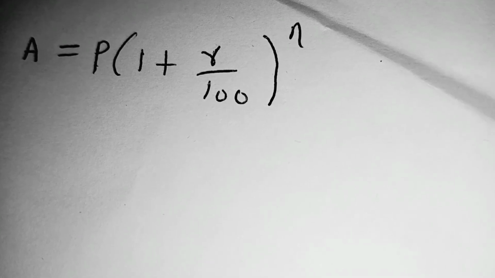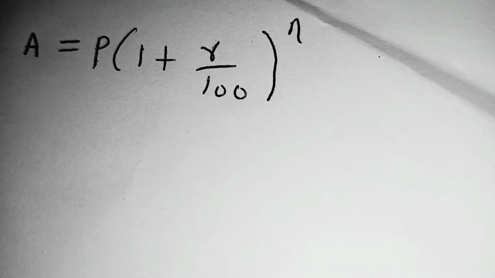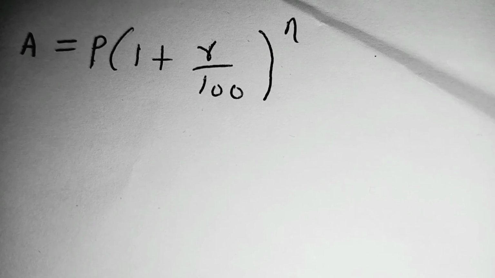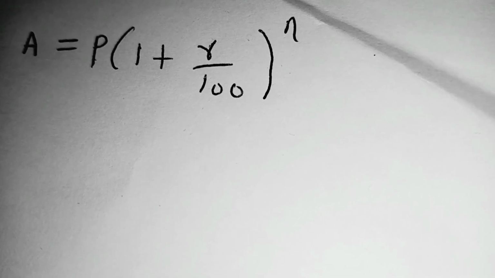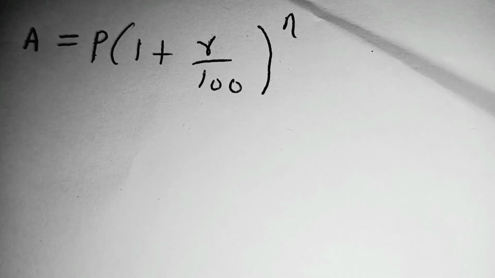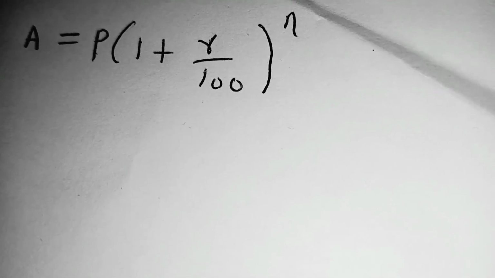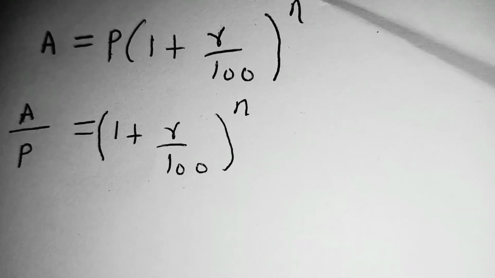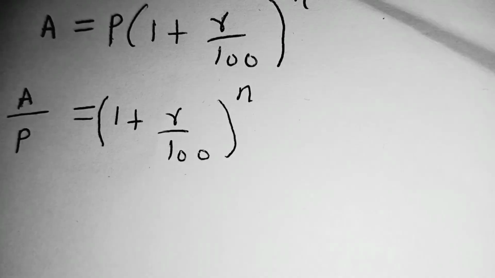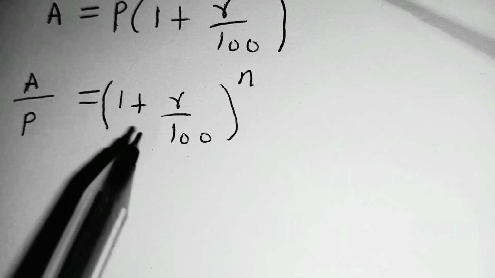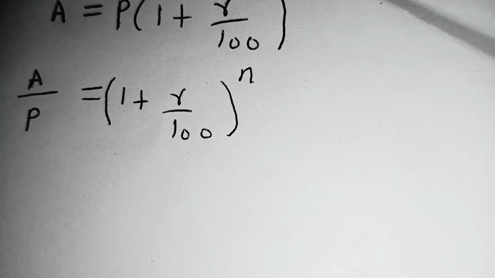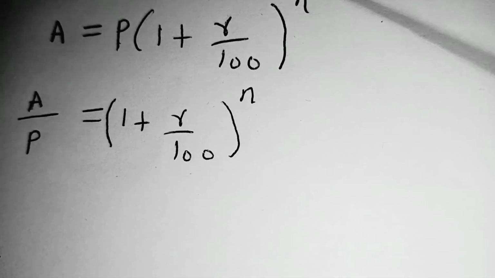Hello everyone, in this video you are going to make R the subject of the formula. So the first thing which you are going to do here, you are going to divide this equation by P throughout to obtain. So dividing by P, we are going to obtain A over P is equal to bracket 1 plus R divided by 100 everything power n.